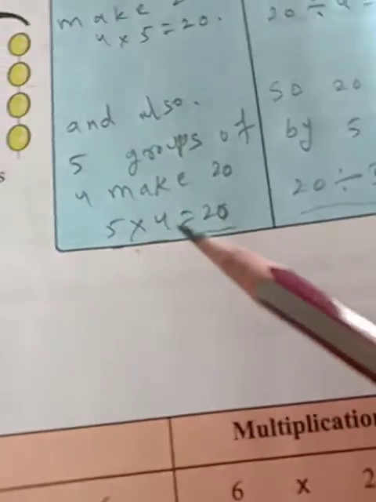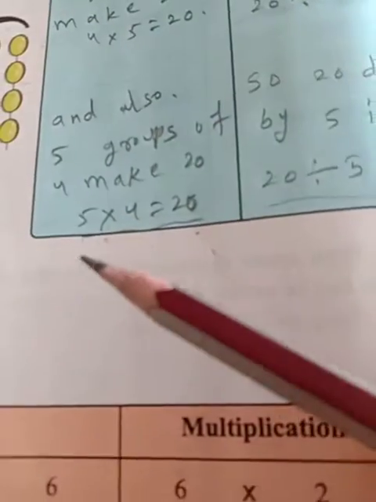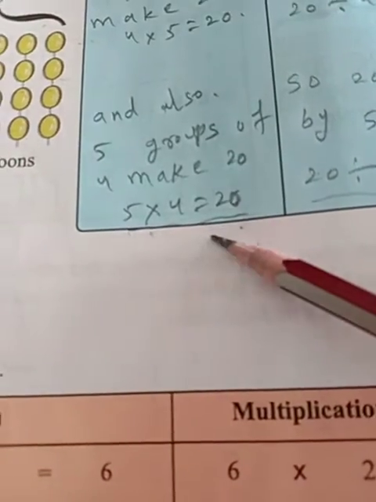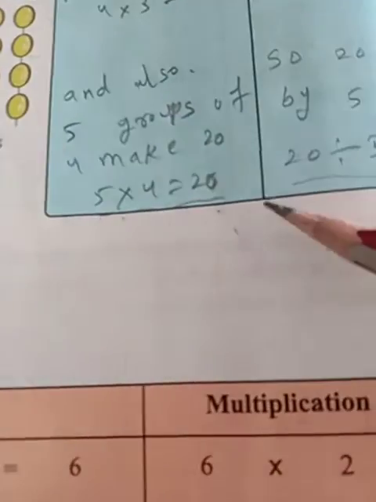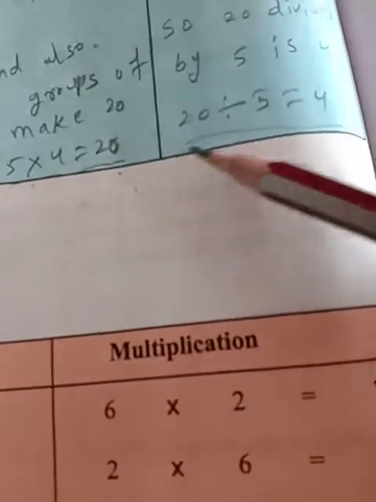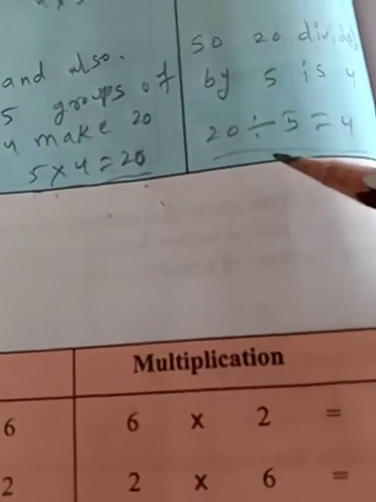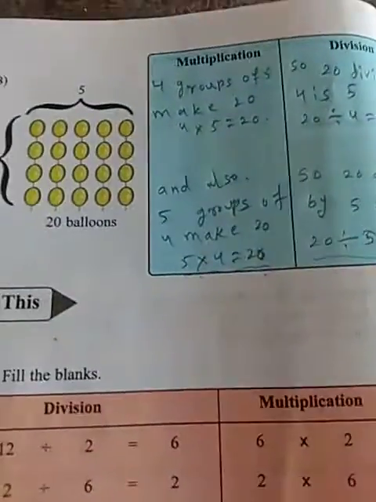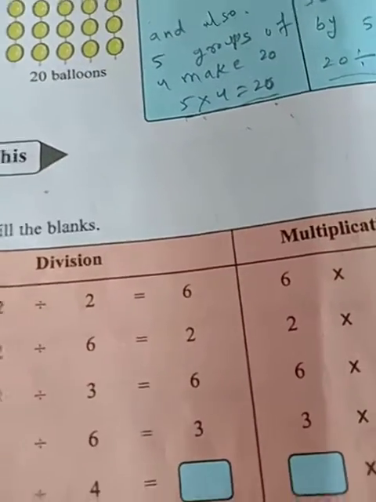So in these three numbers, 5, 4, 20, three numbers too. 5 multiplied by 4: 5 fours are 20. In 5, having 4 times, 5 fours are 20. In 20, divided 5 times, it equals 4. Understand now? See here now.